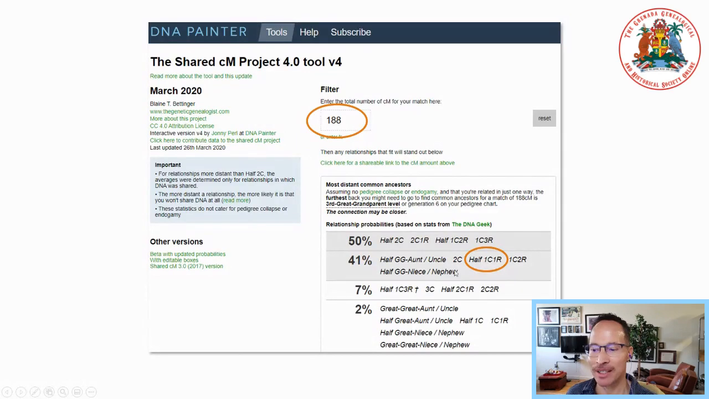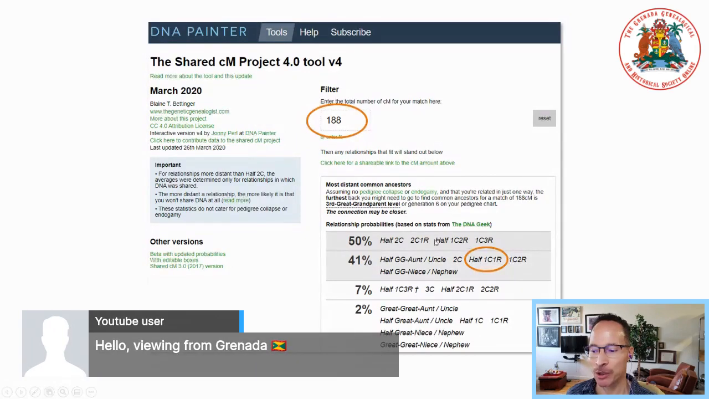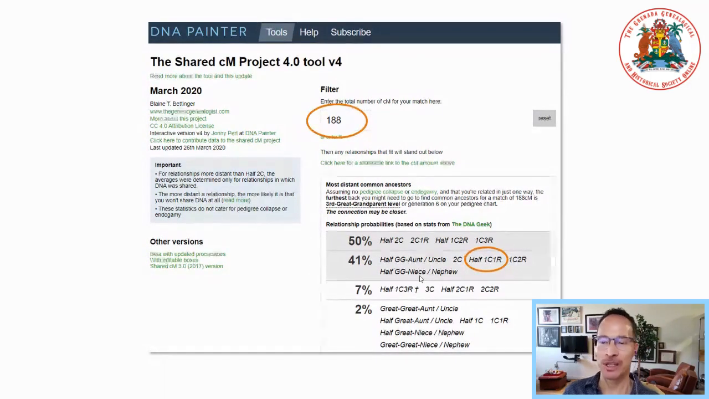The challenging part is that when you share this much DNA with someone, you could be any of these relationships. So there's no way that you can know unless you develop your tree and the person fits on your tree and you know exactly what the relationship is. You can narrow it down to this little subset of possibilities. So again, don't use the categories on Ancestry or 23andMe, use this tool.